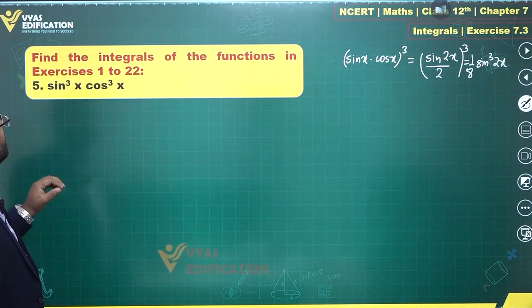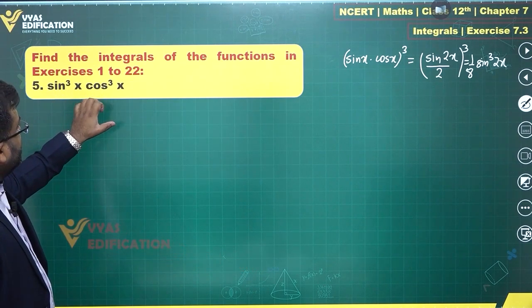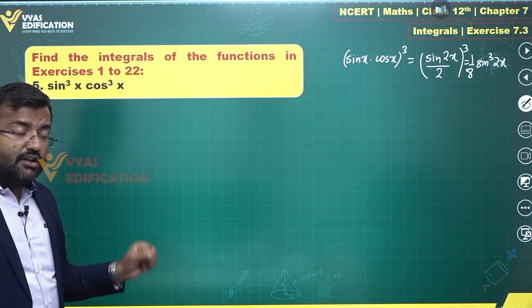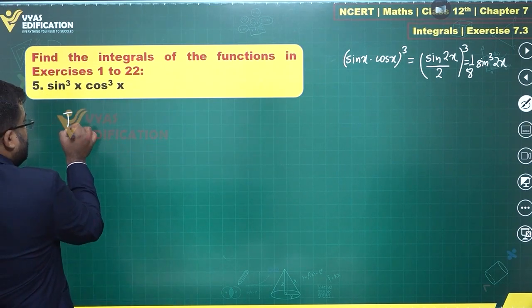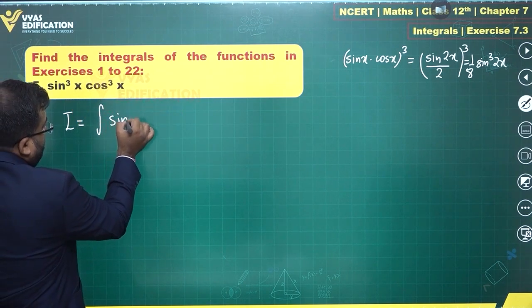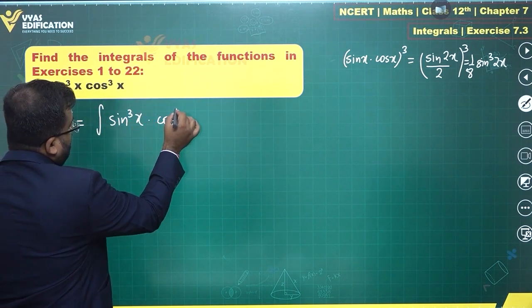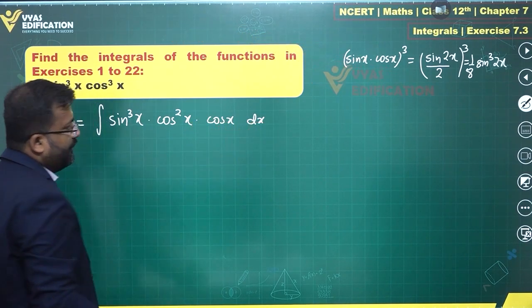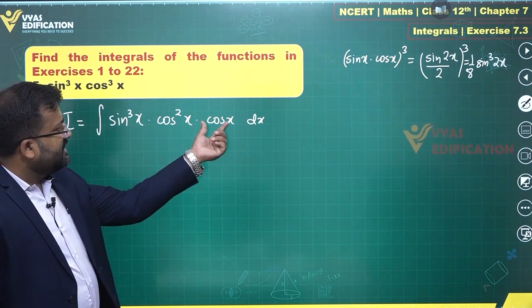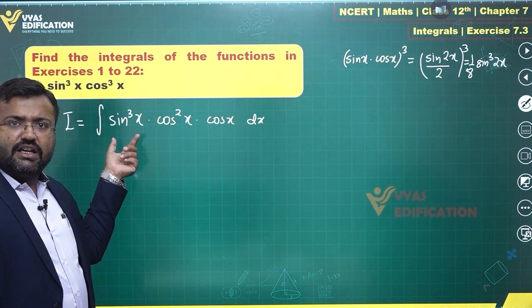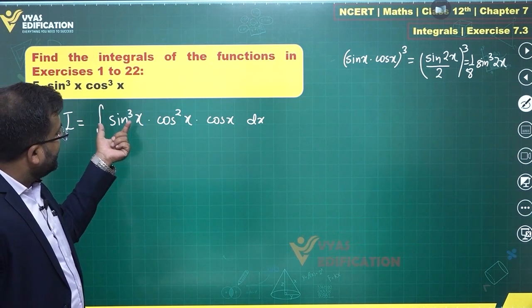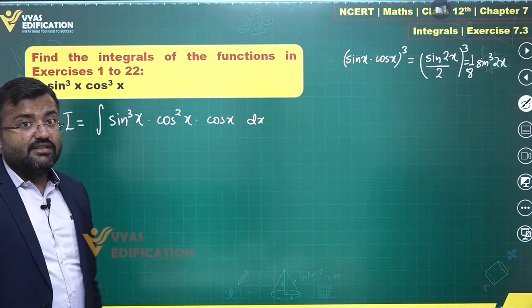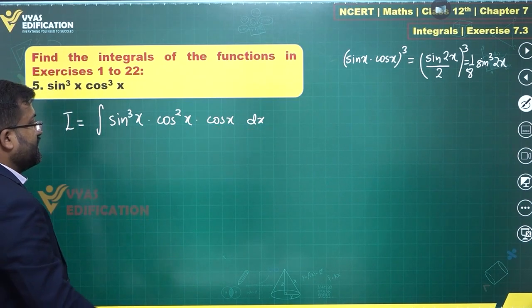Maybe. So we have sin cube x, cos cube x. Can I take one cos x separate? Yes, maybe. I can write this as sin cube x into cos square x into cos x. What I see is this cos x is nothing but the derivative of sin x. So I can substitute sin x equals t, and the derivative is present with cos x dx. That substitution will help me.